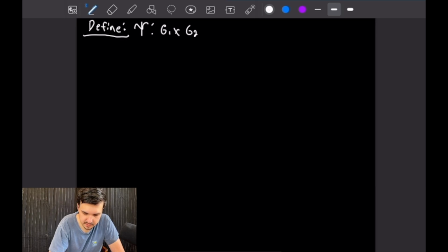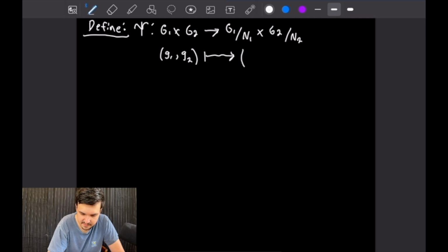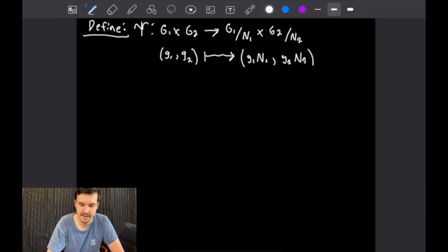To prove this isomorphism, we're going to have to define a function like we have for all of these so far. And let's go with psi this time. So let's define psi, which is going to go from G1 cross G2 to G1 mod N1 cross G2 mod N2. And it will map elements in the following way. It will take an ordered pair from G1 cross G2, let's just call that ordered pair (g1, g2), and it will map that element to (g1 N1, g2 N2). It will take it to those cosets defined there.